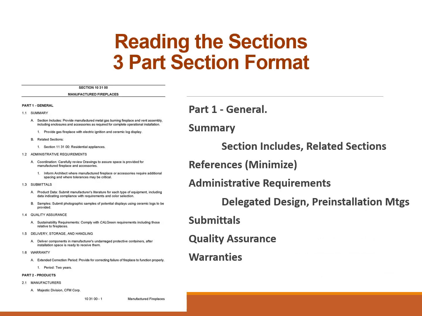Now, reading the three-part section is also important. The three parts are basically part one general, part two products, and part three execution. We'll start with part one general. It includes basic administrative requirements, things that are anticipated usually to be done before the project is being done in the field. So a summary, as we've already noticed, what the section includes and what are related sections.